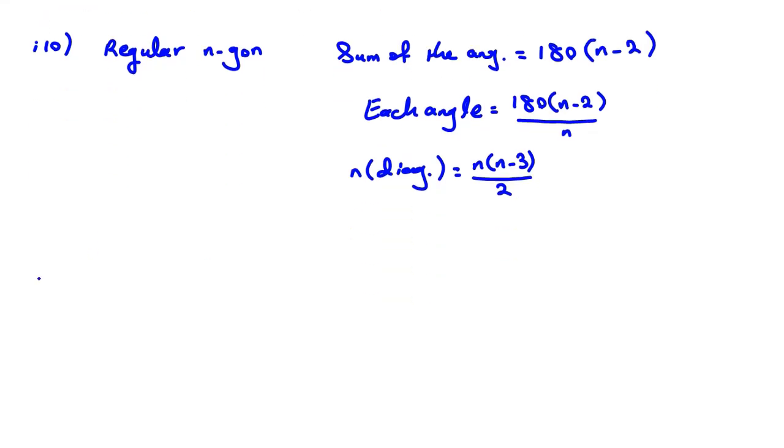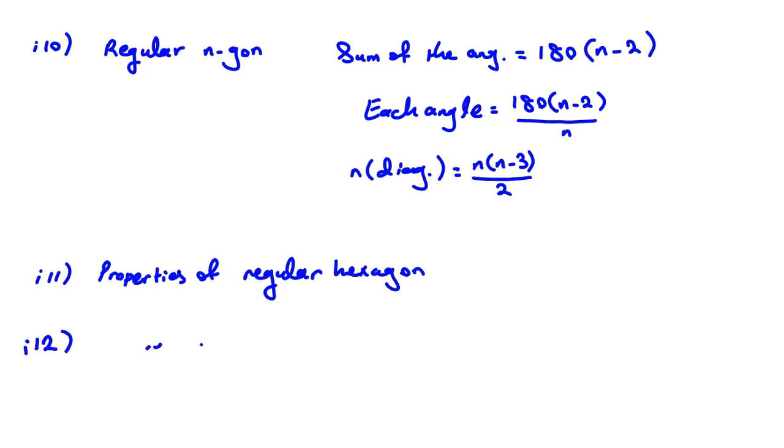Now, for example, idea 11 is important properties of the regular hexagon: area, find all diameters, some important points. Idea 12, properties of the regular octagon.